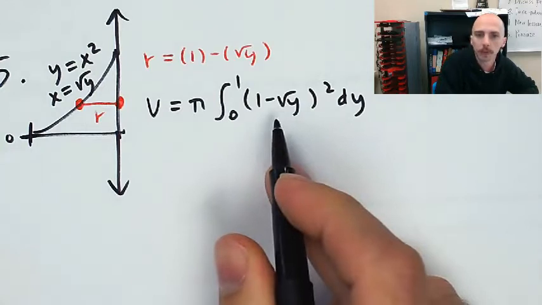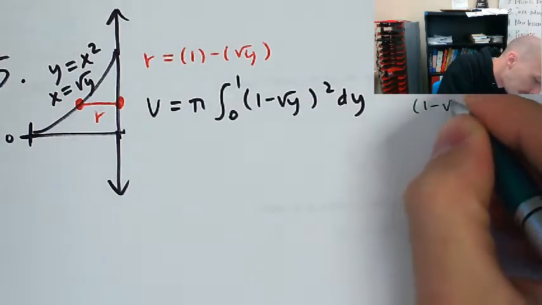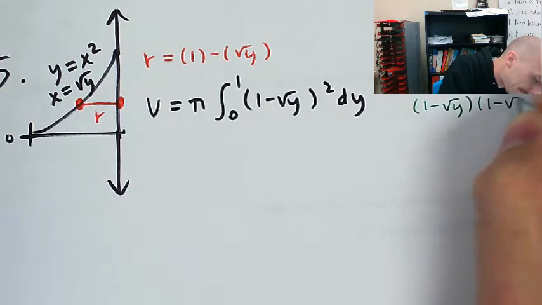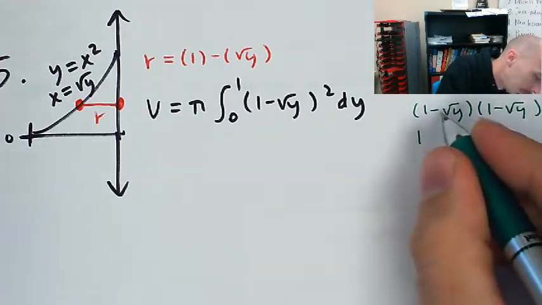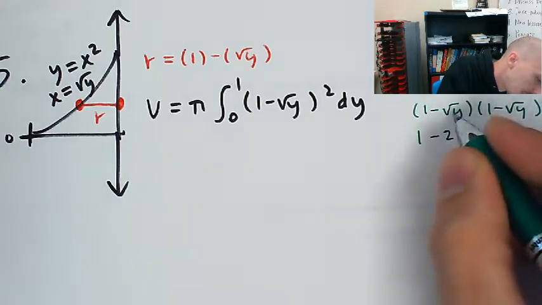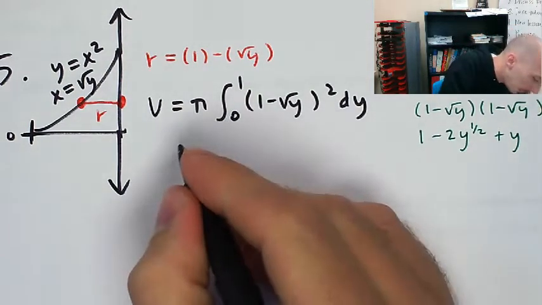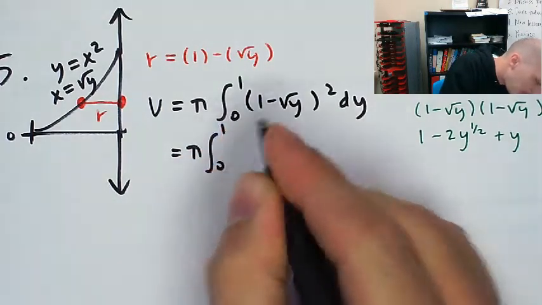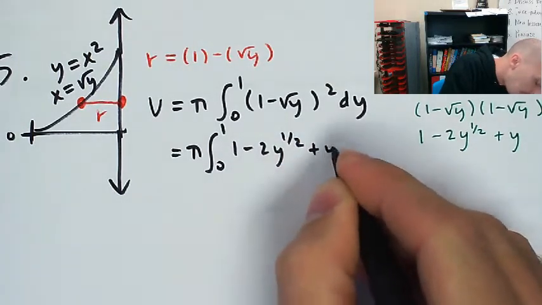Okay, I've got to distribute this, and so maybe I'll do that off to the side in a different color. If I want to distribute this, start first. Outside and inside will both give me a negative square root of y, so I've got negative 2 square root of y plus y to the first. Now, because I need to anti-differentiate that, eventually I'm just going to write that as y to the 1/2 power. So pi times the integral from 0 to 1 of 1 minus 2y to the half plus y to the 1 dy.